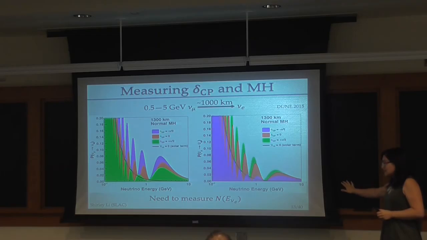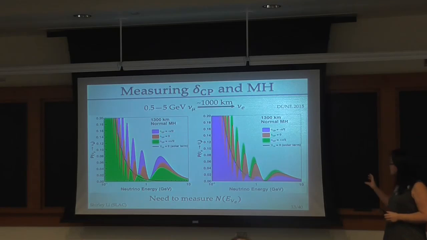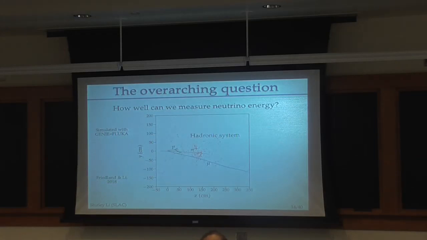So basically what I want to say is the DUNE measurement is that you want to measure the number of neutrinos as a function of neutrino energy. Okay. So then how can we measure neutrino energy in a liquid argon detector?